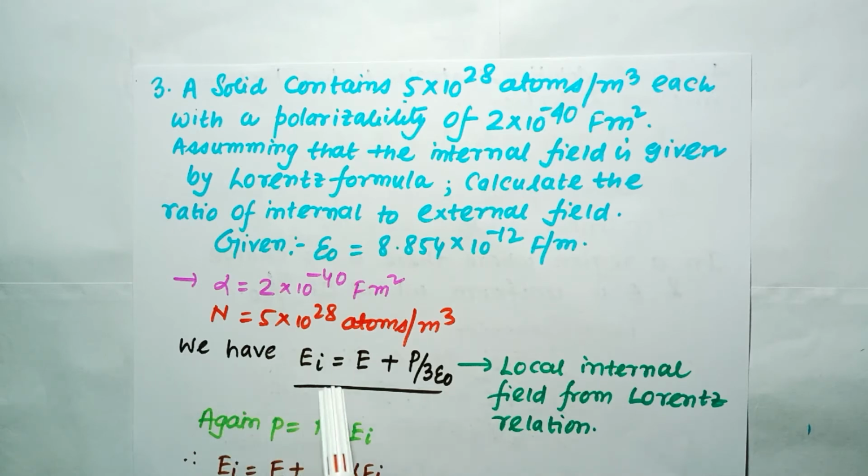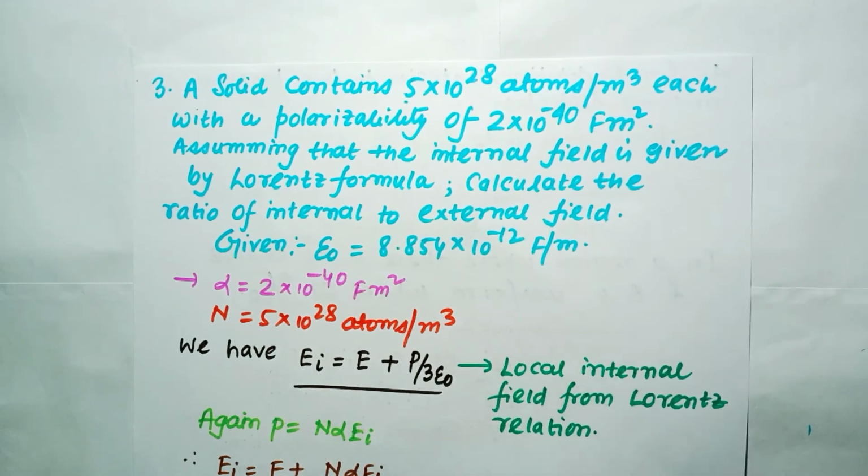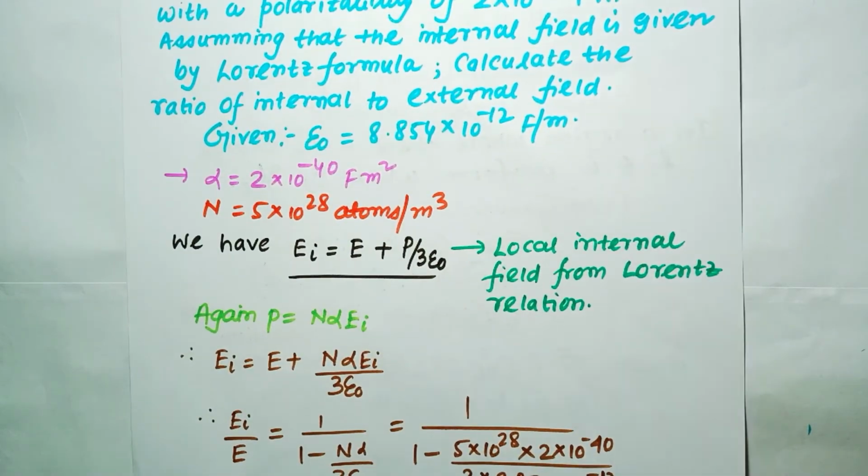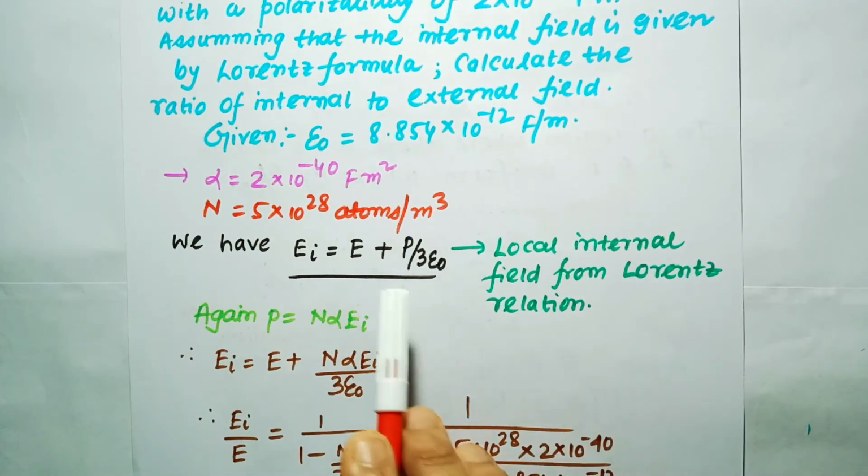Now we have the relation: the internal electric field is equal to E plus P divided by 3 epsilon naught, where E is the external electric field. So at any specific point, we can get the value of the internal electric field from this relation, E_i is equal to E plus P over 3 epsilon naught, and this is called the local internal field. From the Lorentz formula we can get this value.